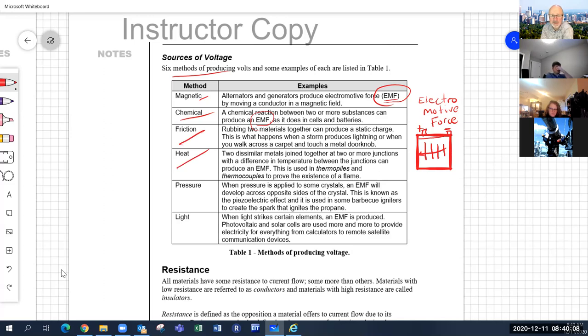Now heat. Okay, we have heat that will create electron flow or electromotive force. And we talked about thermopiles and thermocouples. I think I explained that a little bit to you in class when we were in welding shop. What kind of device does that? Can you tell me what that is called? Does anybody remember? The one that's listed right below, a thermocouple.